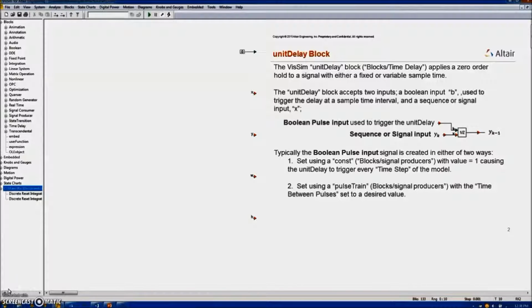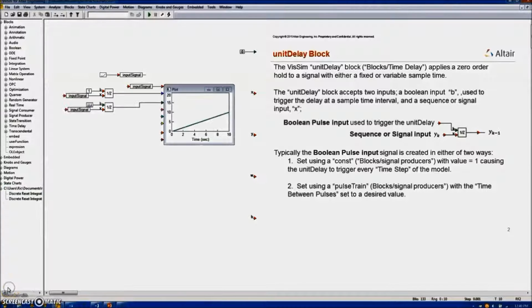First, it can be set to a constant 1, causing the unit delay to trigger every time step of the simulation. Second, it can be set using a pulse train, available under Block, Signal Producers, to define the time between triggers. At the left, I've created an example of both ways of triggering the unit delay.